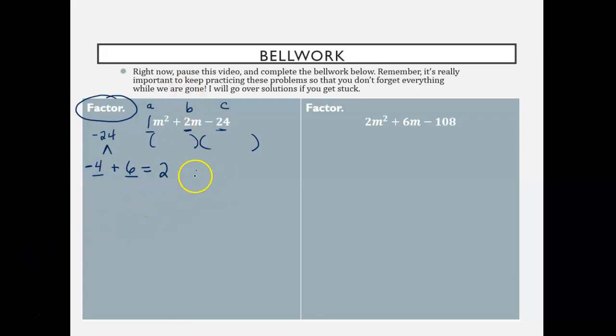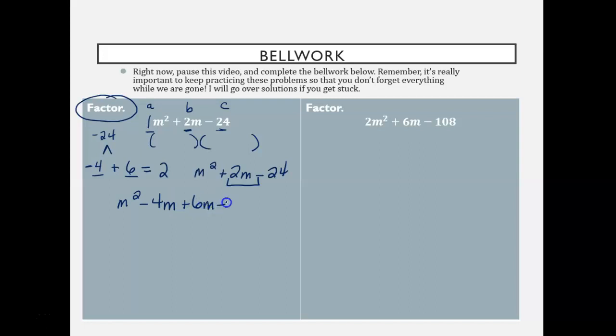Now I'm rewriting my trinomial. So here's the original trinomial. I am replacing B with the magic numbers. Remember, that's why I wanted them to add to be 2. So this becomes m squared. I like to put the negative number first. It makes the calculations easier.